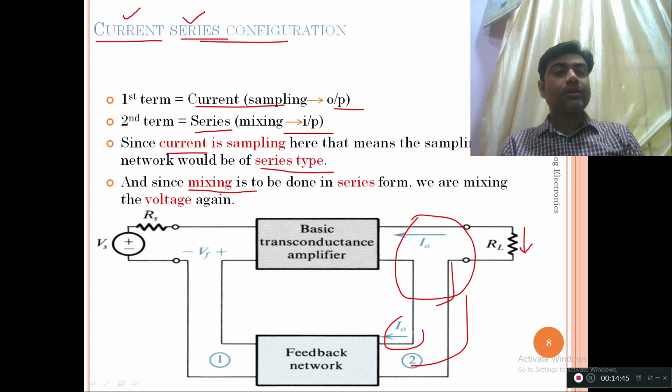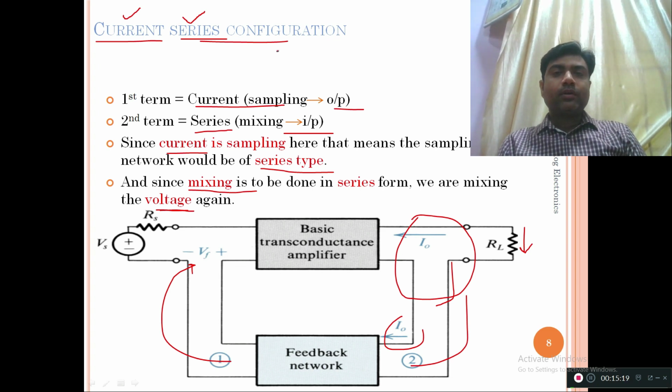So what is the interpretation of mixing in the series form? We are mixing the voltage again. Whatever current comes across this feedback network gets converted to the feedback voltage. And this feedback voltage is mixed with the source voltage Vs. So whatever the combination is, Vs minus Vf is applied as the input to this amplifier, and again the process is repeated.